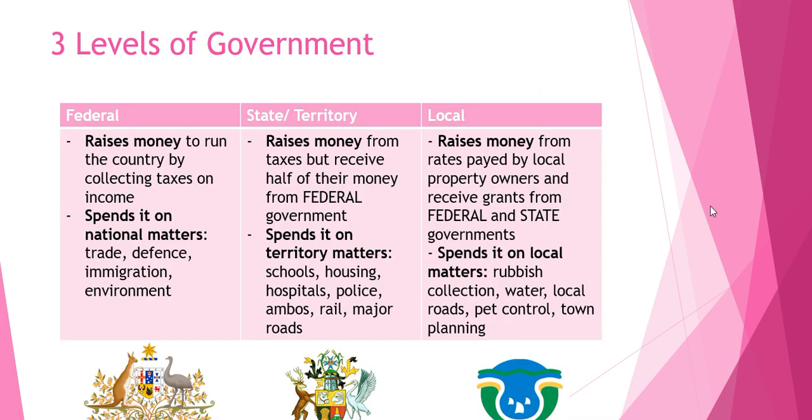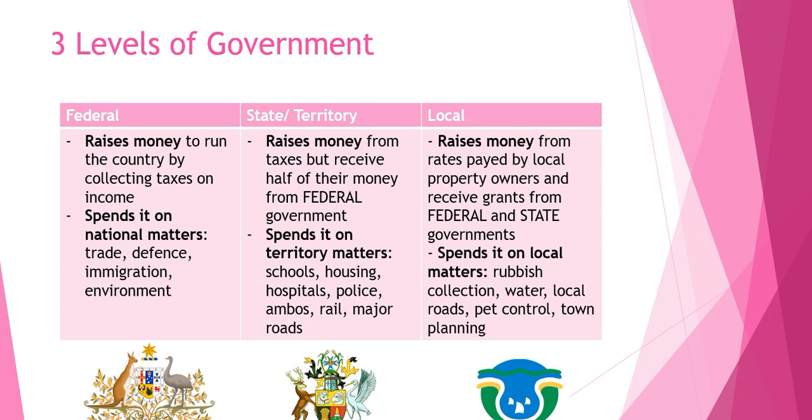Alright, so there are 3 levels of government. It's really important to know the difference between these. We've got the federal, the state or territory, and our local government. Anything federal is the whole of Australia. It involves every part of it. The federal government raises the money to run the country by collecting taxes on income, and the money is spent on national matters, so anything to do with the whole of Australia: trade, defence, immigration, environment, anything that affects all of Australia.